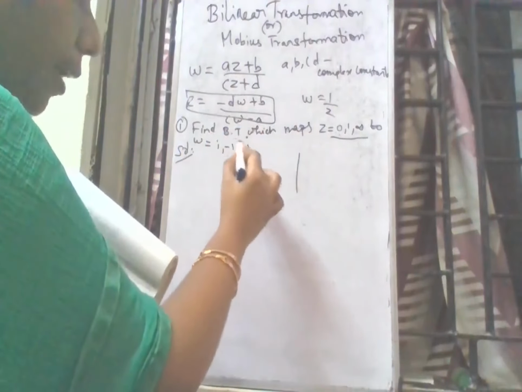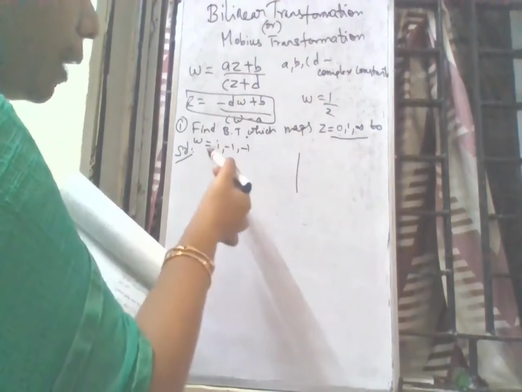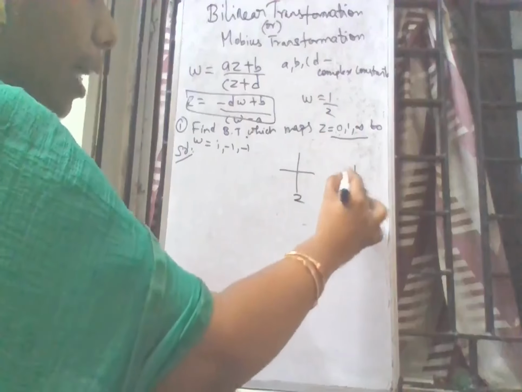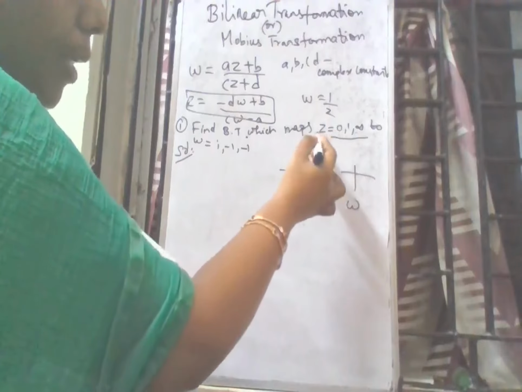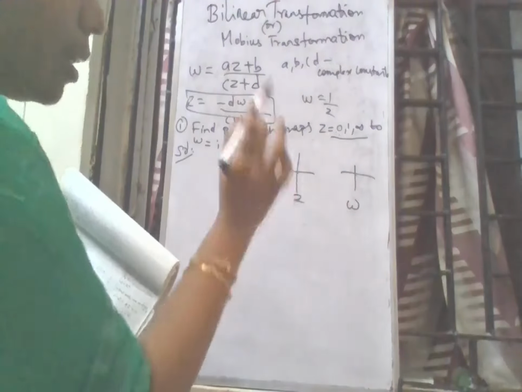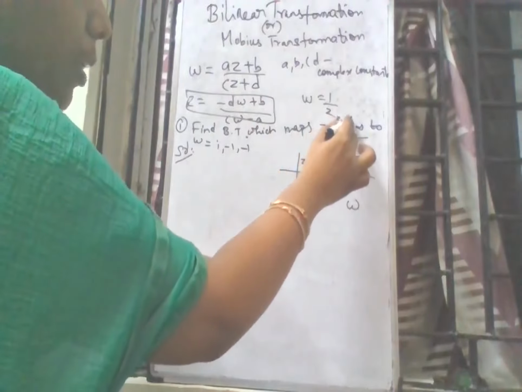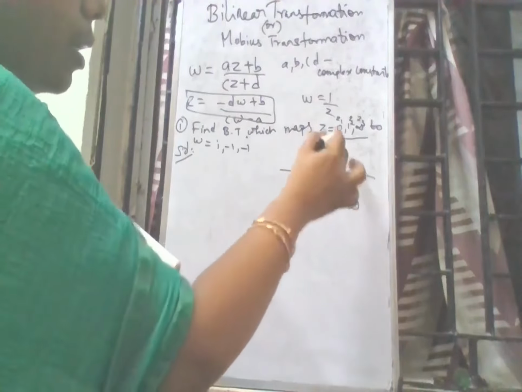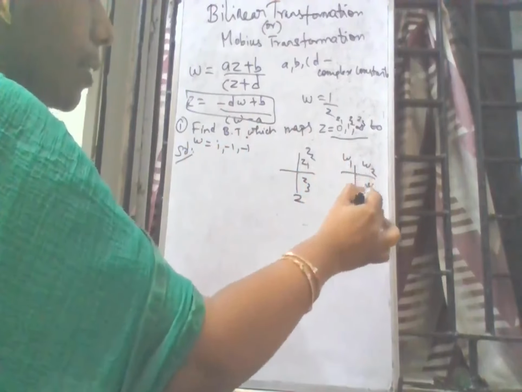I have to find the bilinear transformation, I mean this transformation I have to find. They have given points on the Z plane and points on the W plane. Z equal to 0 means x plus iy equal to 0, so x is 0, y is also 0. Say for example, Z1 is this one, Z2 is 1, Z3 is infinity. Z1, Z2, Z3 exist here, and then W points like W1, W2, W3 exist in the W plane.